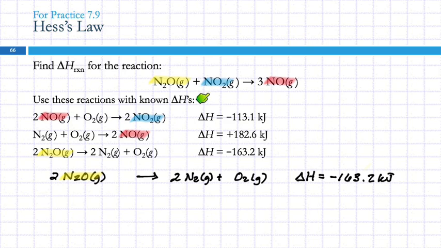Let's find the blue one, NO2. Well, only one of these has NO2 in it. That's this guy. So this is the equation I'm going to use. But here, NO2 is a product, and I need it to be a reactant. So I'm going to reverse the direction when I write this. So I'm going to get 2NO2 gas, and that's going to make 2NO plus O2.